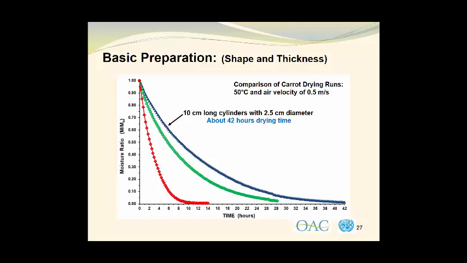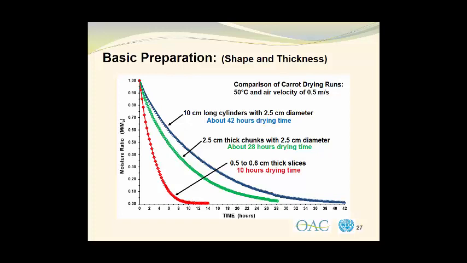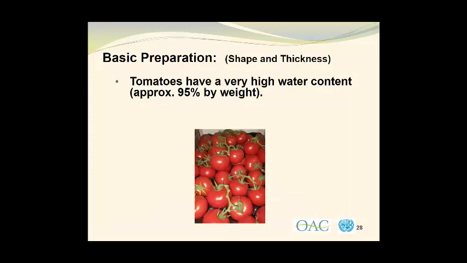Looking at the green curve, that's for the 2.5 centimeter thick chunks with the 2.5 centimeter diameter. And as mentioned before, it took about 28 hours for that to happen. Now the red curve is that for the 0.5 to 0.6 centimeter thick slices, and that took 10 hours of drying time. So I really think it's obvious from this graph that the 0.5 to 0.6 centimeter thick slices are the way to go for drying things like carrots, and it took the shortest period of time and gave us the highest quality finished material.